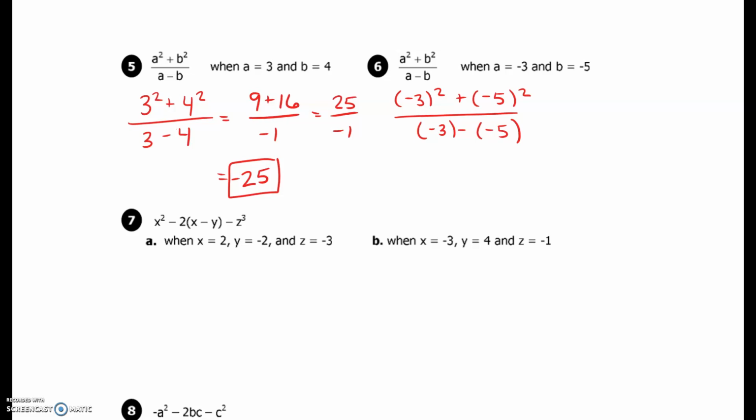Same idea for number 6. Negative 3 to the second power. Multiplying two negatives, we get a positive 9. We get a positive 25. And then negative 3 minus negative 5 really turns into an addition problem. Negative 3 plus 5, which would yield a 2 on the bottom. So as I add this, 9 plus 25 is 34, and 34 divided by 2 equals 17.